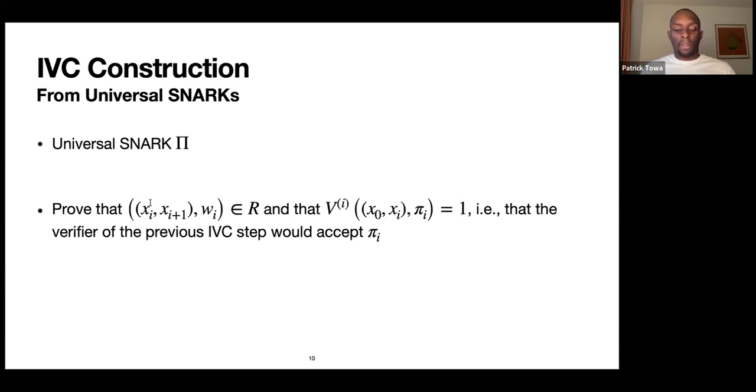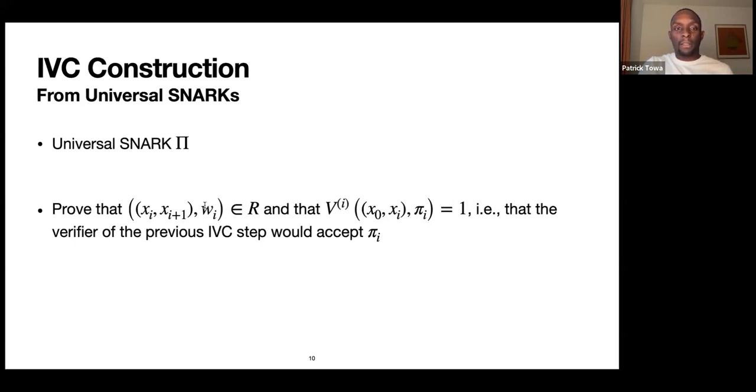So you basically have a SNARK where you can pick whichever circuit that you like, and you can prove the satisfiability of that circuit using that SNARK. And there's a very neat and simple idea to build IVC from it: the prover knows Xi and Wi. So the prover just says, well, if I start from Xi and I have advice Wi, then I result in Xi plus 1. And I also simply prove that the IVC verifier for the previous step would accept the previous proof, that I know, which is a secret.